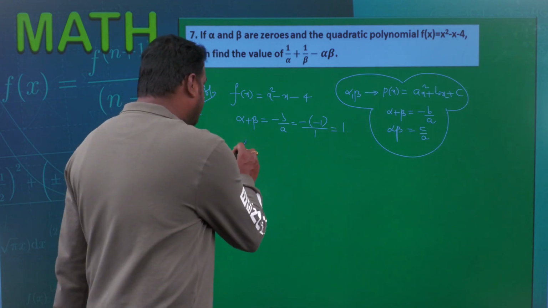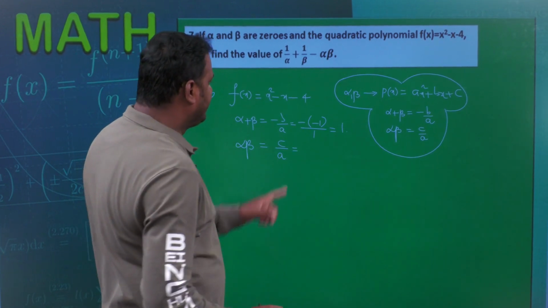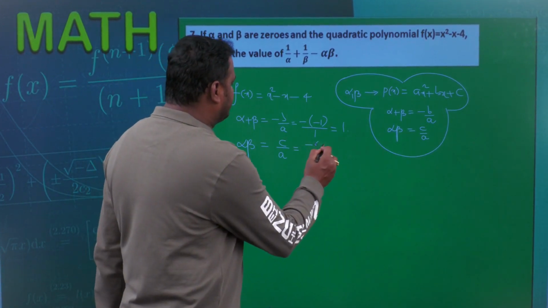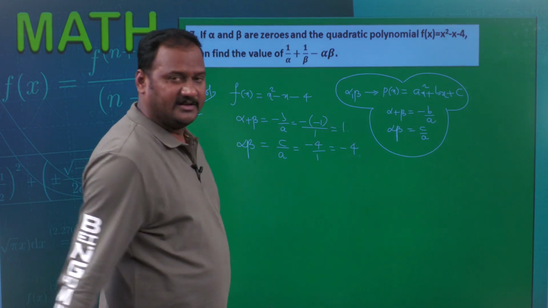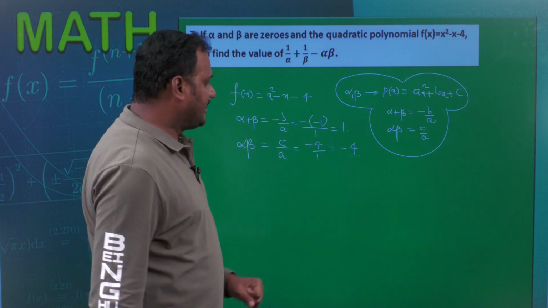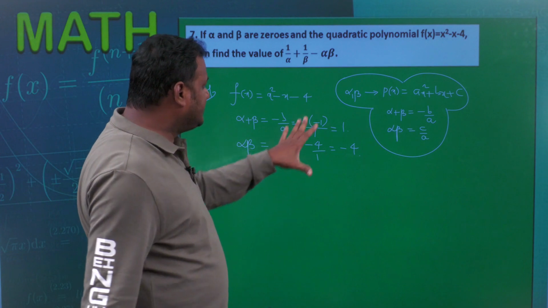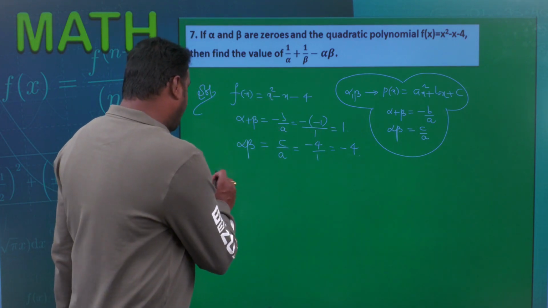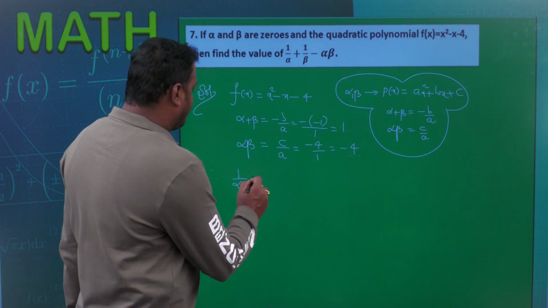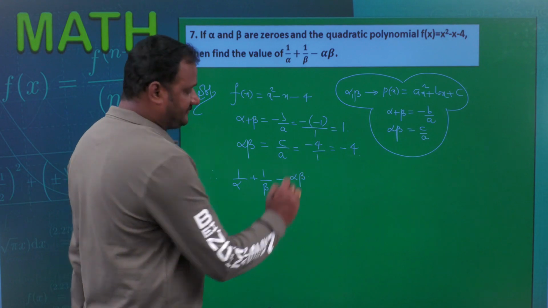And what is alpha into beta? The formula for alpha into beta is equal to c divided by a, and c over here is minus 4 divided by a, which is 1, so it is equal to minus 4. So alpha plus beta is equal to 1 and alpha into beta is equal to minus 4. With the help of these two values, we can easily figure out the value of 1 by alpha plus 1 by beta minus alpha into beta, right.